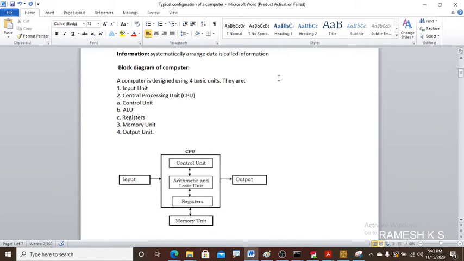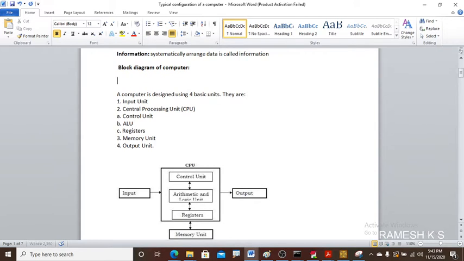So the most important question used in public examinations might be, we are discussing now the block diagram of a computer. Write a block diagram of a computer, or they may ask you to write the functional units of a computer. Write the functional units of a computer with a neat diagram.